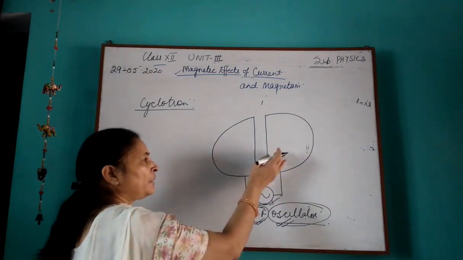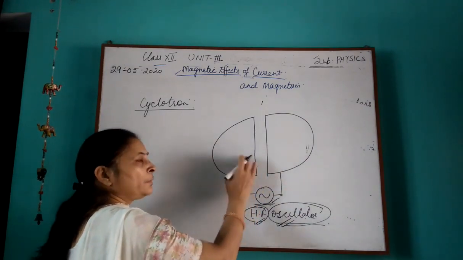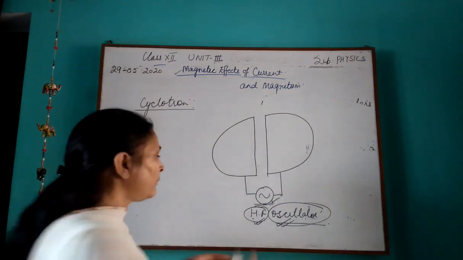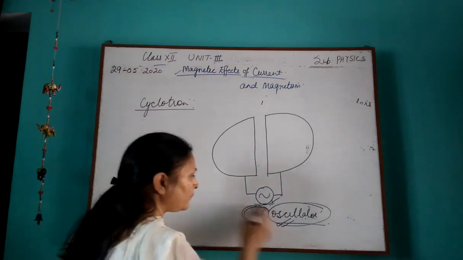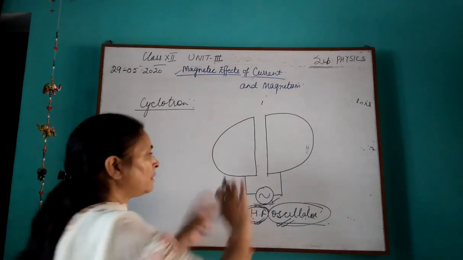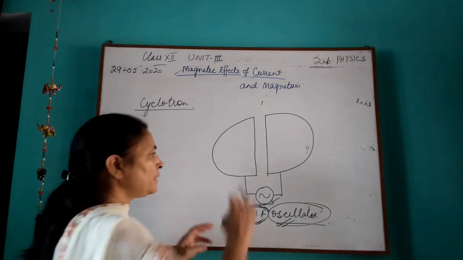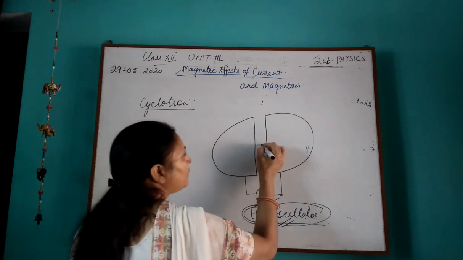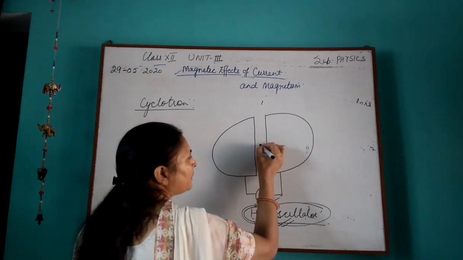In the next it will be negative, positive, and this will be negative. Alternately it will become positive and negative depending upon the frequency. Very high frequency means very fast. Low frequency means slow. The particle to be accelerated is kept at the center.